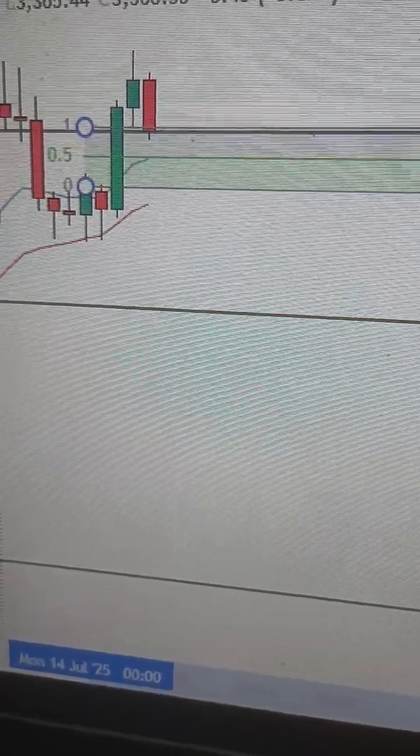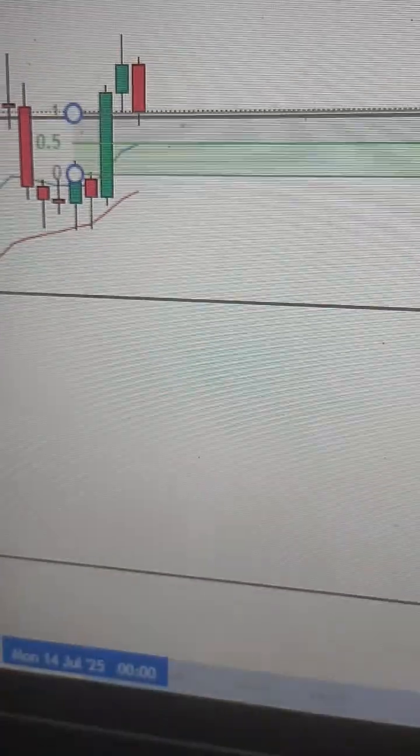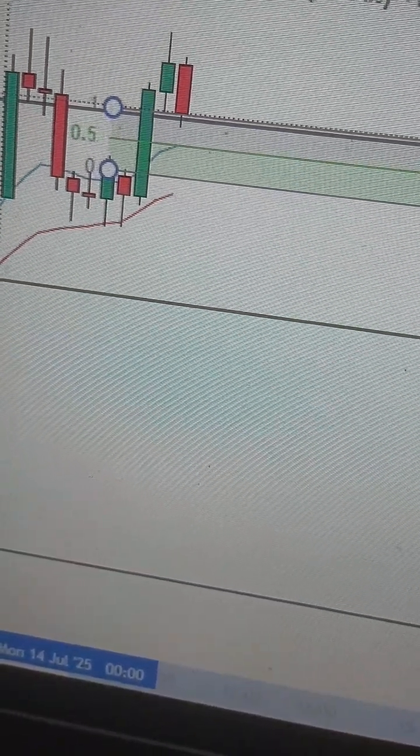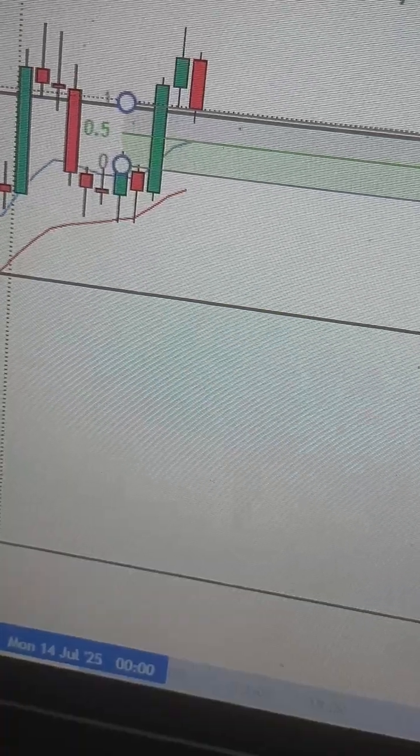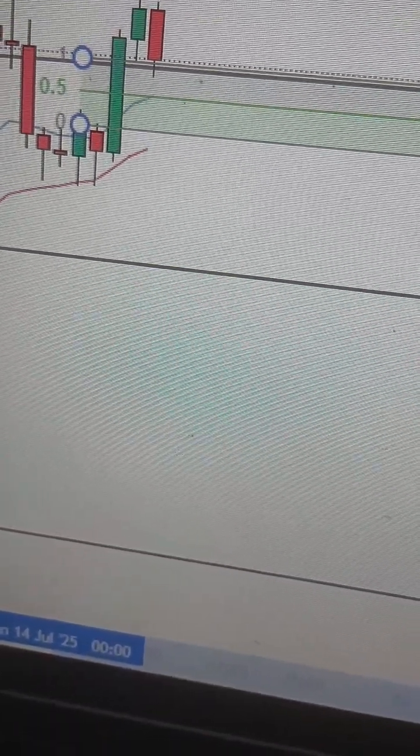So we have marked our levels on daily. We are now waiting for those levels to be respected, because here we closed above the resistance, right? And when we close above, the resistance becomes support. So we want this market to come here and find support, and we continue pushing up.